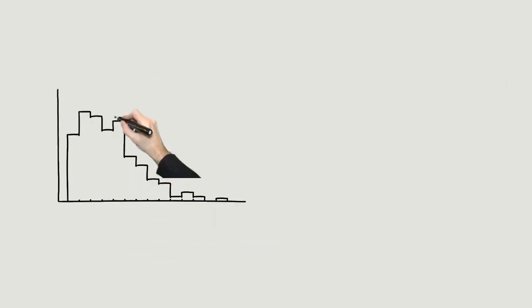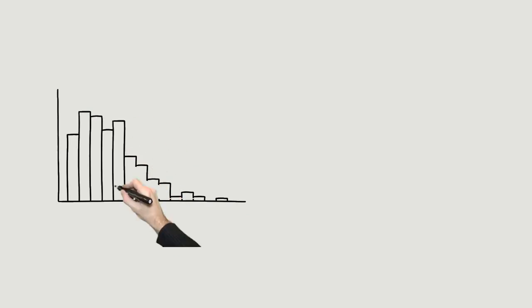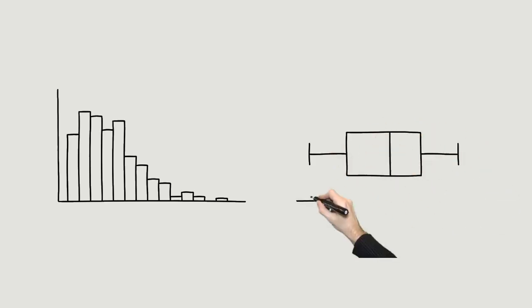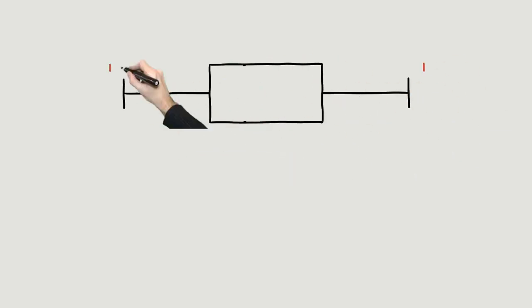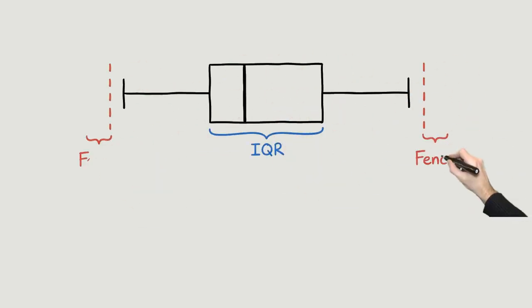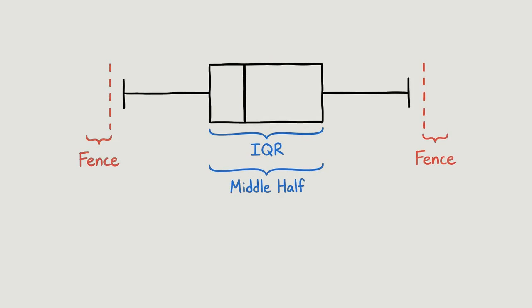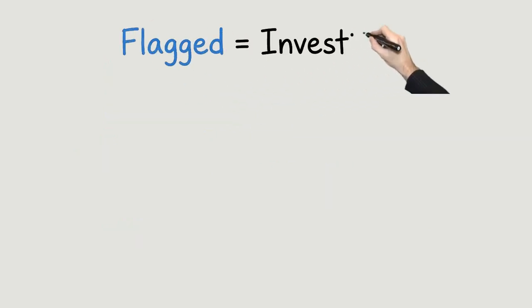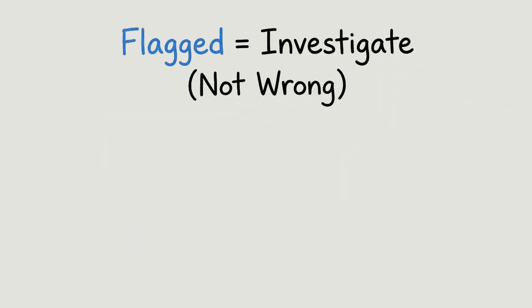Next, look at the shape of the data. Histograms show whether values cluster together or trail off to one side. Boxplots are especially useful because they come with a standard rule for flagging outliers. That rule is based on the interquartile range, or IQR, which measures the spread of the middle half of the data. Values below Q1 minus 1.5 times the IQR, or above Q3 plus 1.5 times the IQR, get flagged. Flagged does not mean wrong, it means investigate.